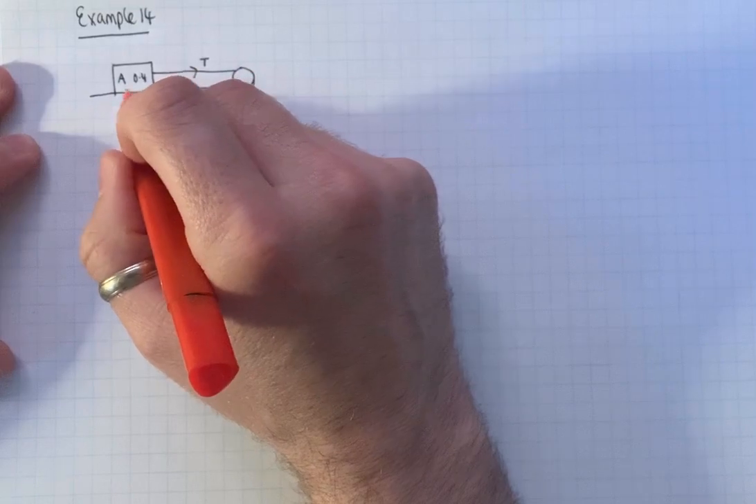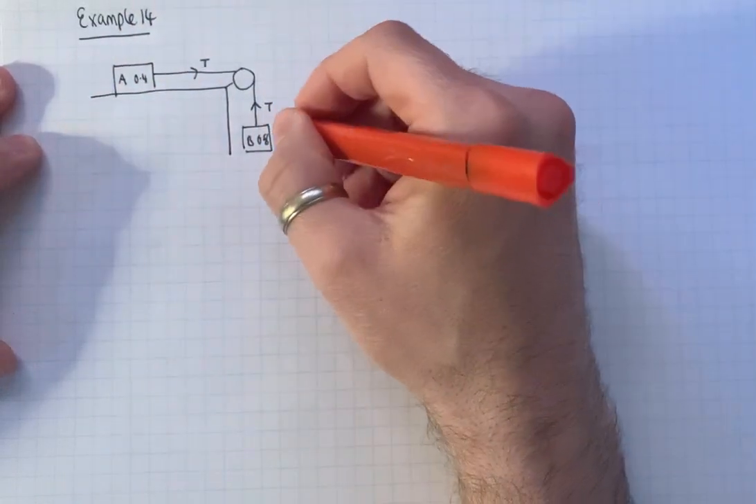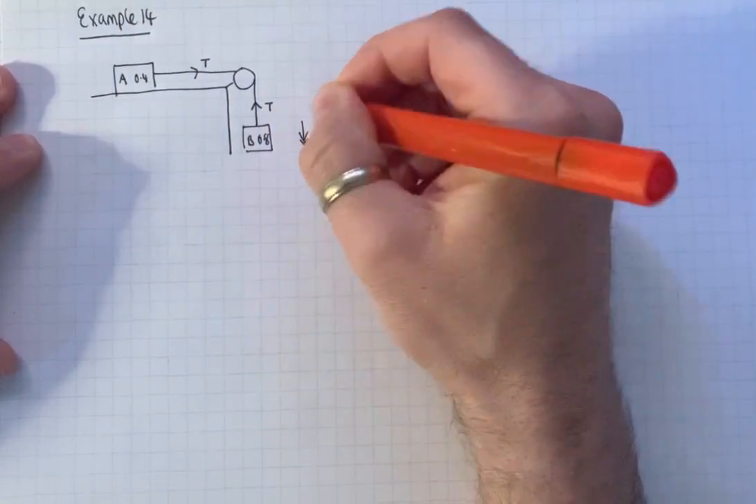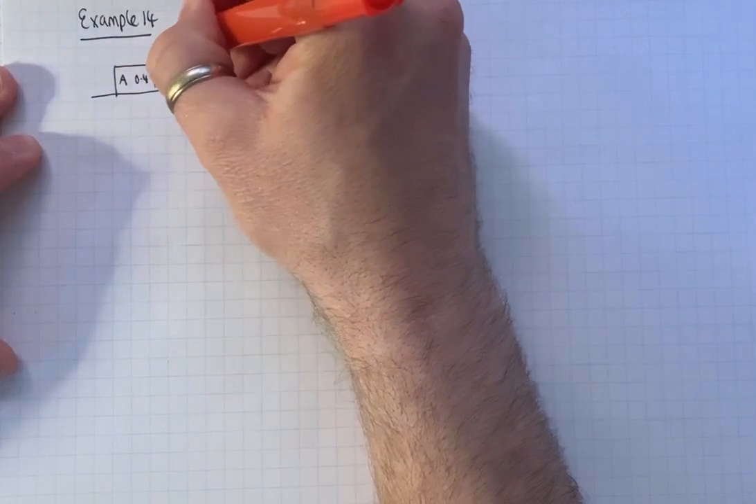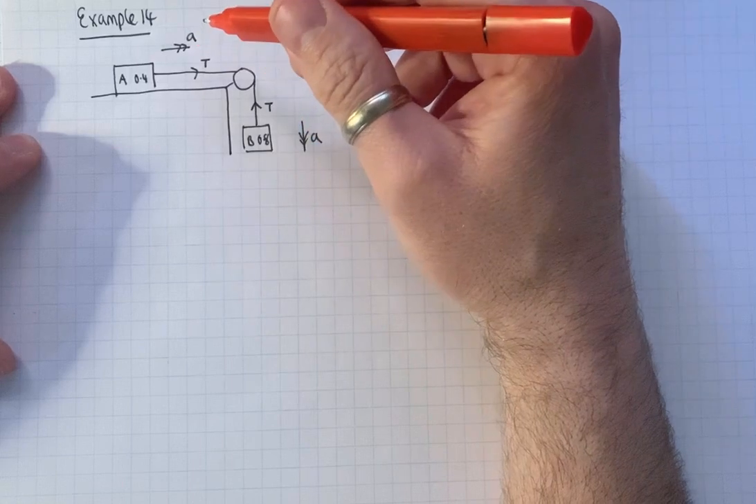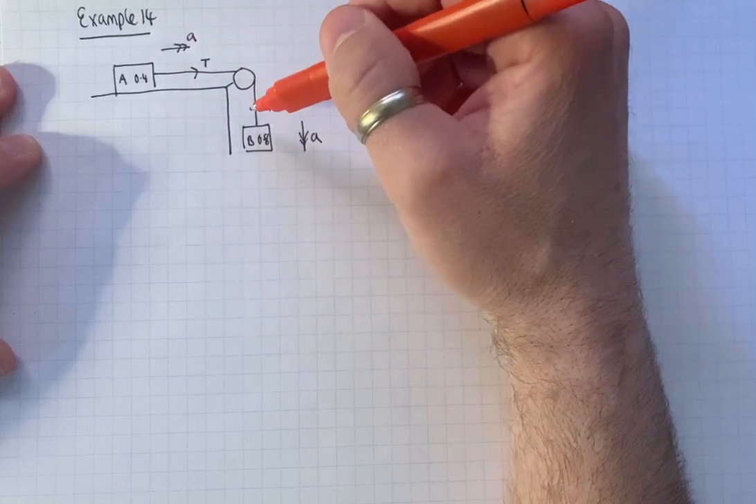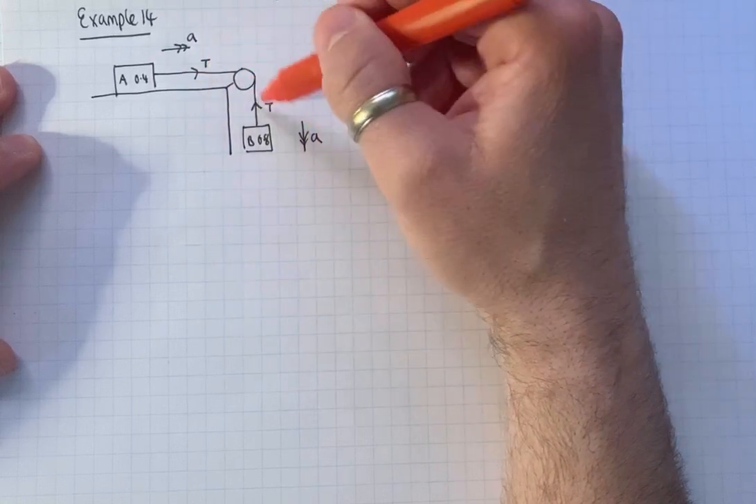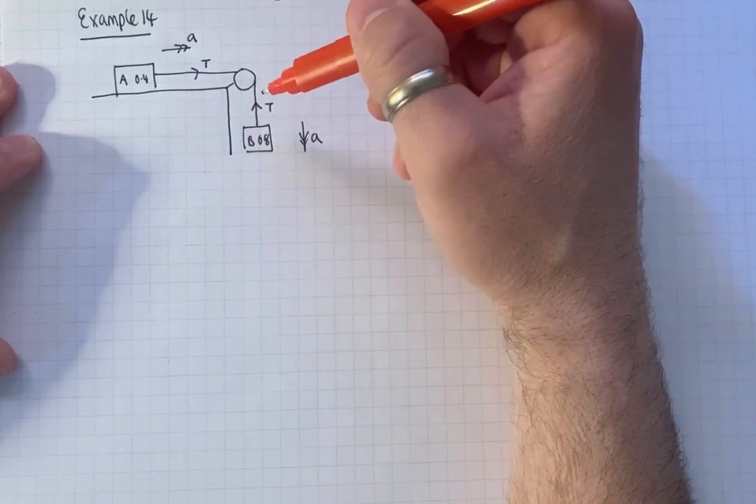If it's rough, there will be friction that opposes the motion, because as this is released, this is going to accelerate down. This is going to accelerate to the right, and those accelerations must be the same because the string isn't extensible. And because the pulley is smooth, these tensions will be equal and opposite.